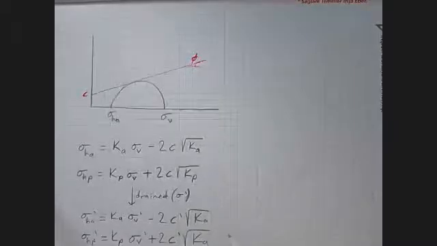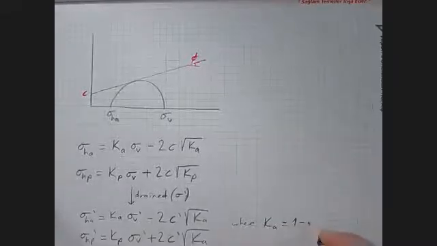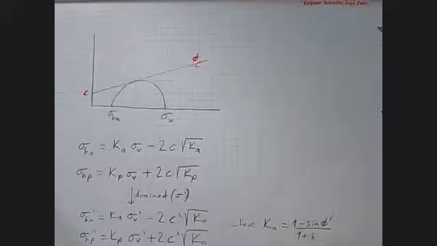Where Ka is (1 minus sin phi prime) over (1 plus sin phi prime), and Kp is 1 over Ka as usual.